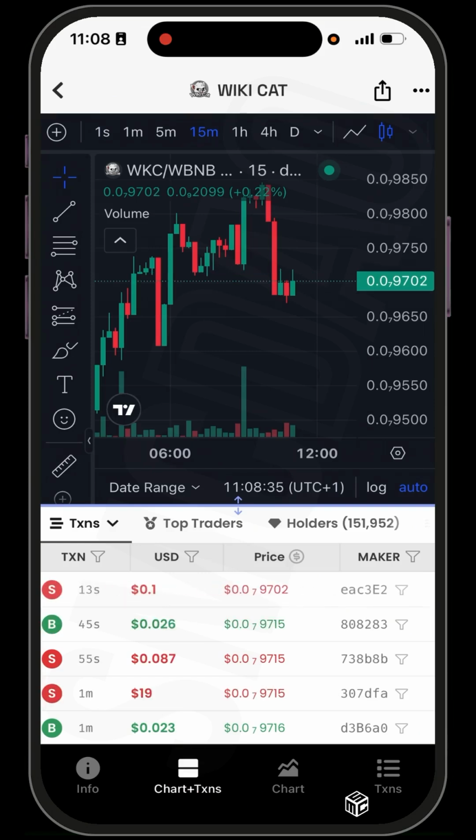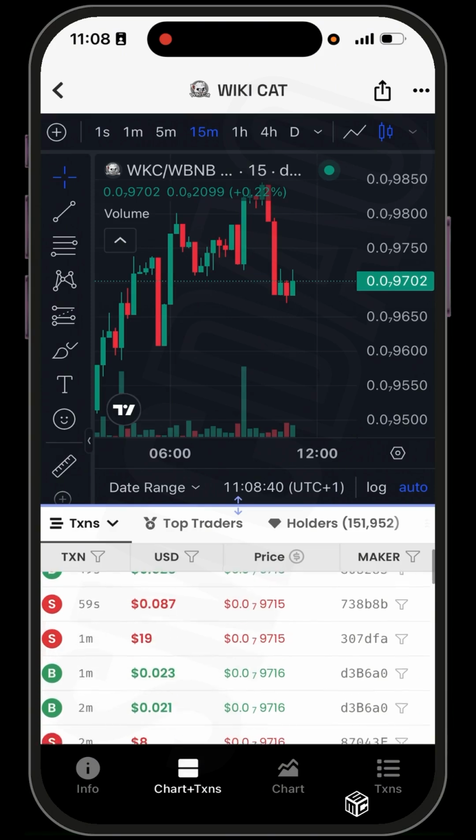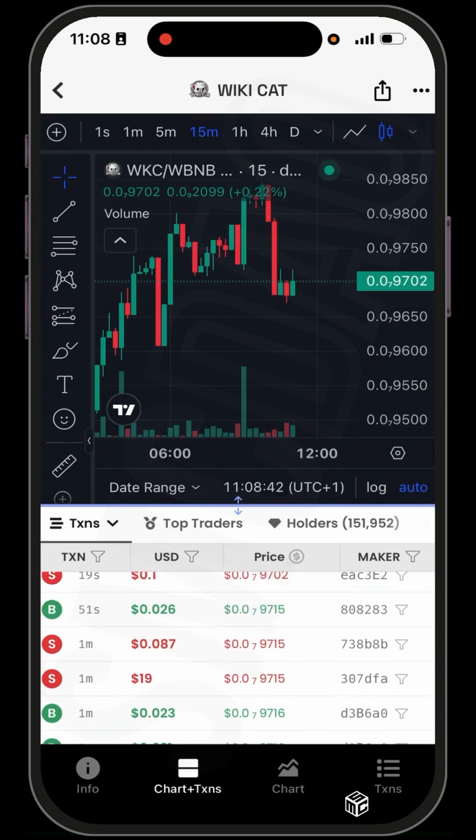So let's go into our chart and transactions. This helps us in a lot of ways, because you could literally see the chart of Wiki Cat, and you could use your technical and also fundamental analysis in trying to get in on a particular token. But the transaction section is the real-time heartbeat of the token, because here you look for who is buying, who is selling, how big are the trades, what time are entries happening. You're literally reading the behavior of the market.